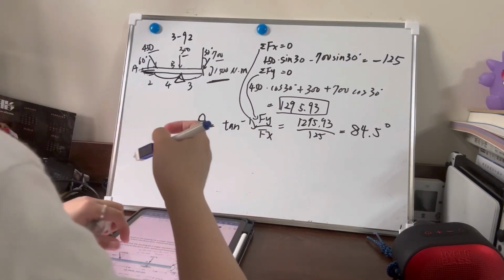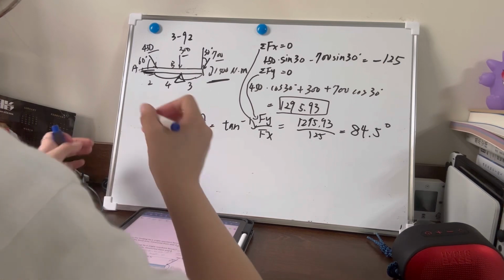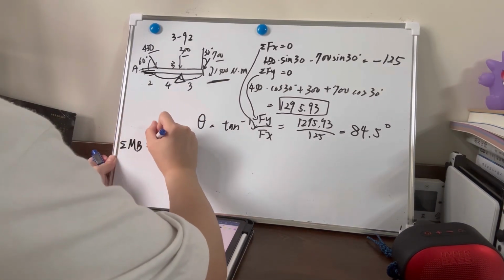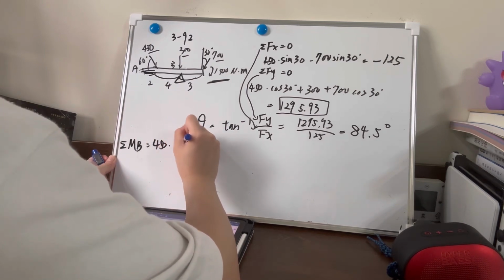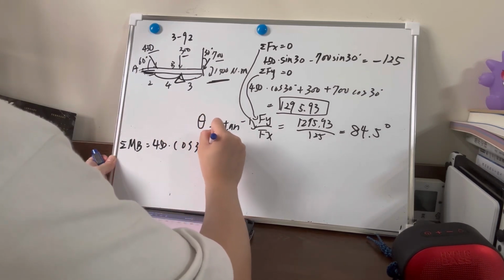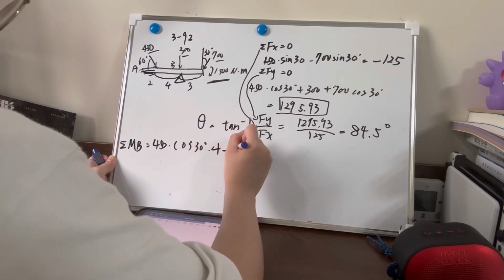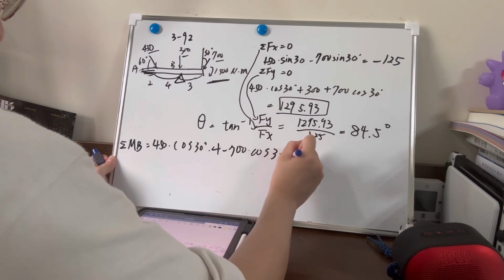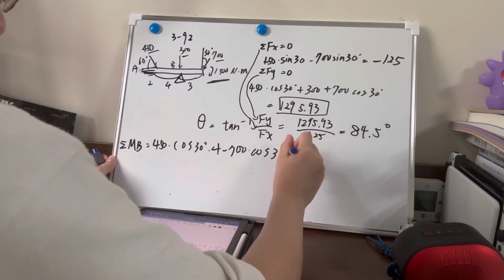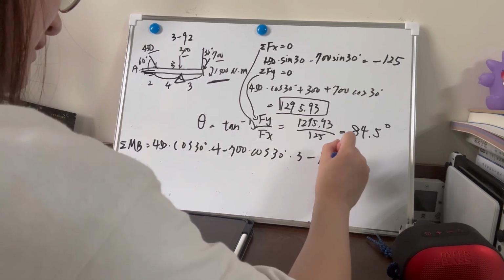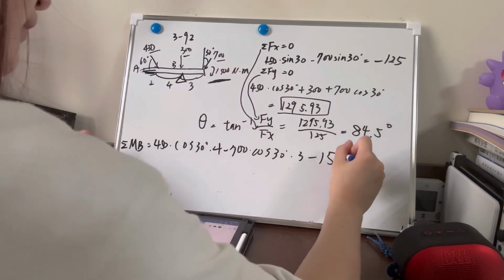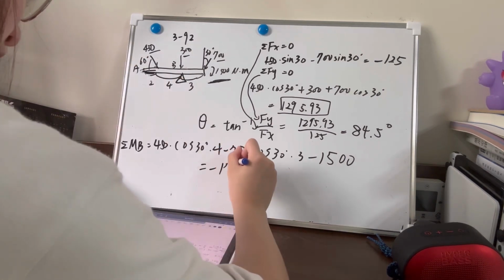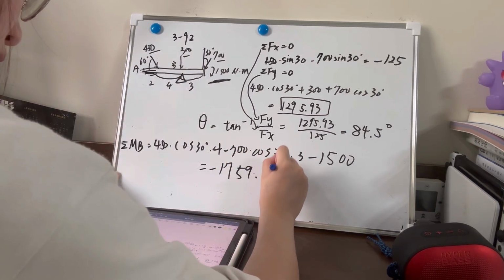The moment B here, and B here is times cosine 30 times the distance 4, and minus 700 cosine 30 times 3, and minus the here, and it will be minus 1759.81.